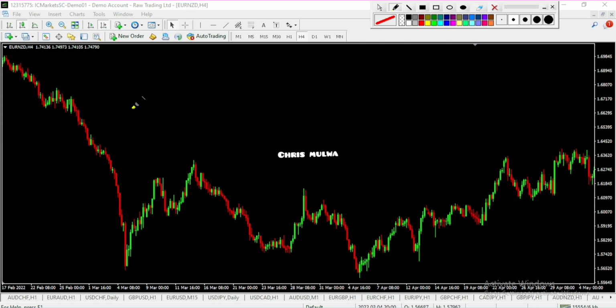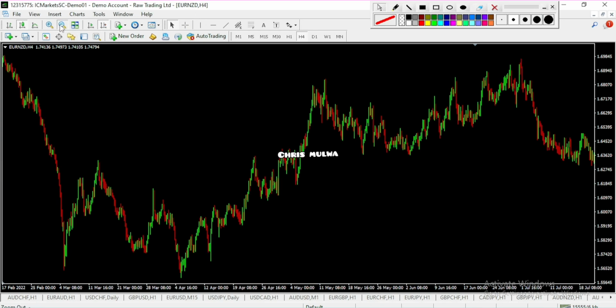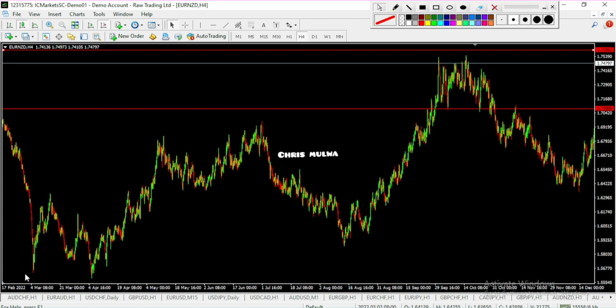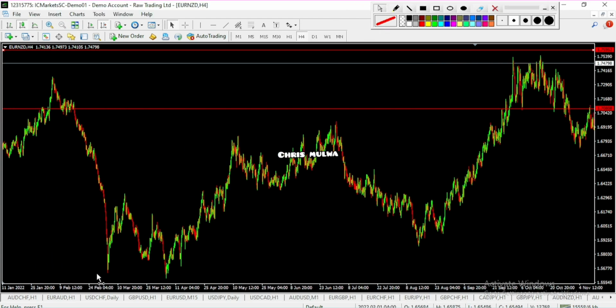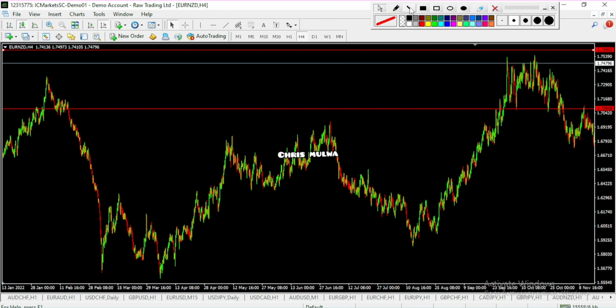If you see after this, these are the zones, the levels that we have identified. These are the double bottom. The market has been moving up. So after this point, you do not lose anything. You can ride the market till you reach your target.